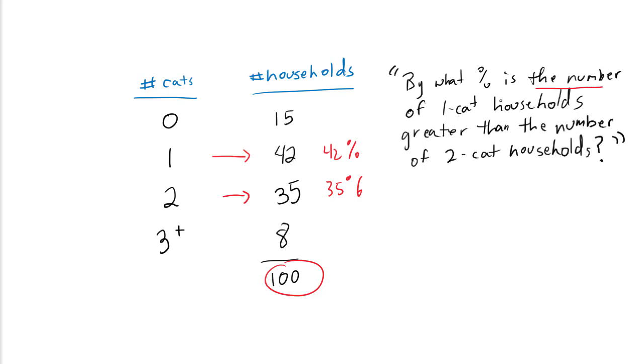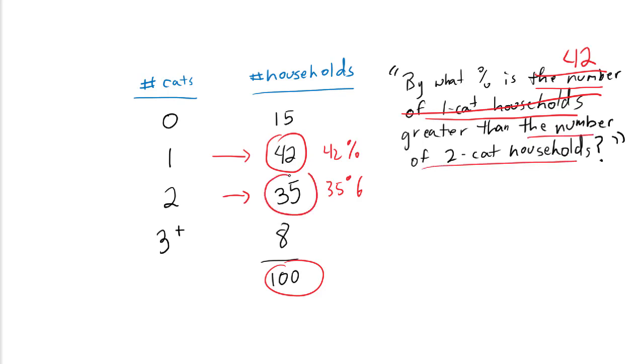The number of 1 cat households, that's 42. So I can just cross this out, actually. I'm going to rewrite this: by what percentage is 42, and let's keep going, greater than the number of 2 cat households. Well, the number of 2 cat households is just 35. So let's cross out all these complicated words and substitute 35. Now my question becomes, by what percentage is 42 greater than 35?